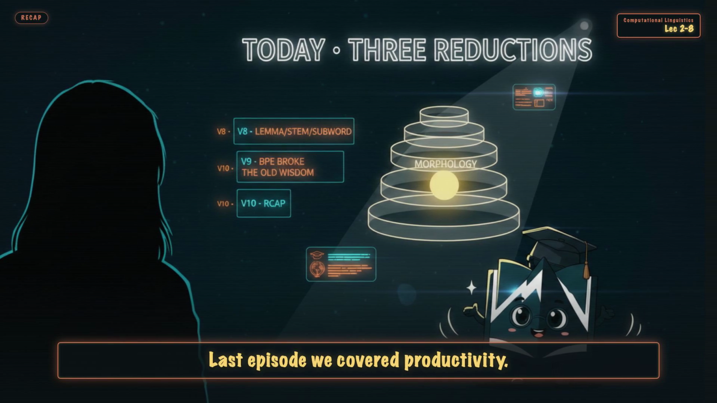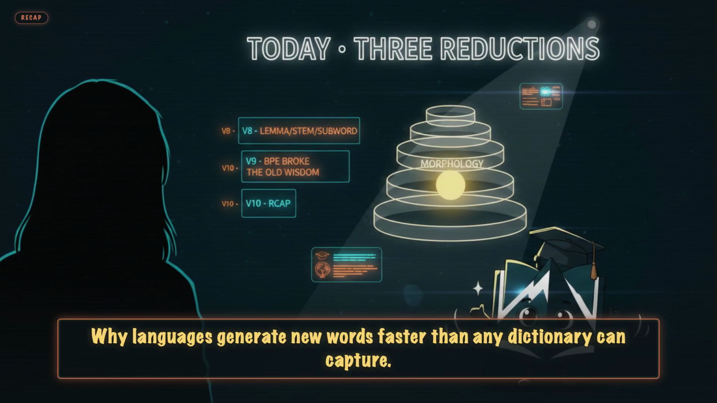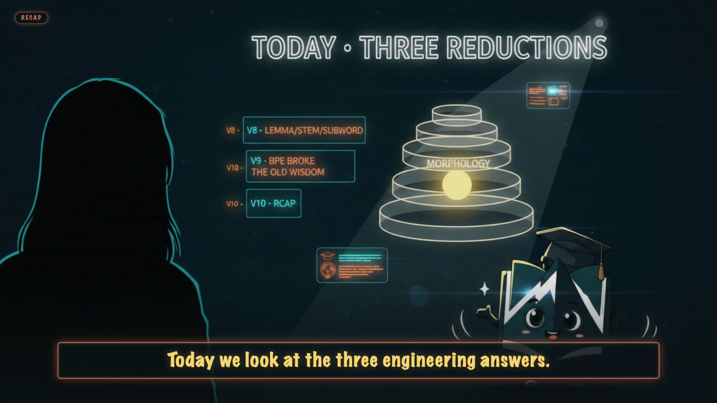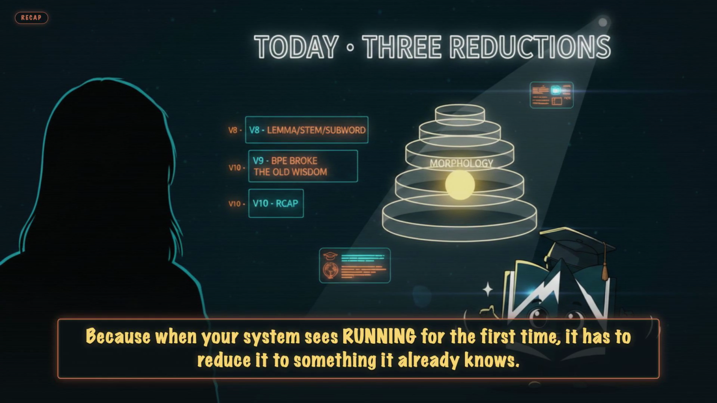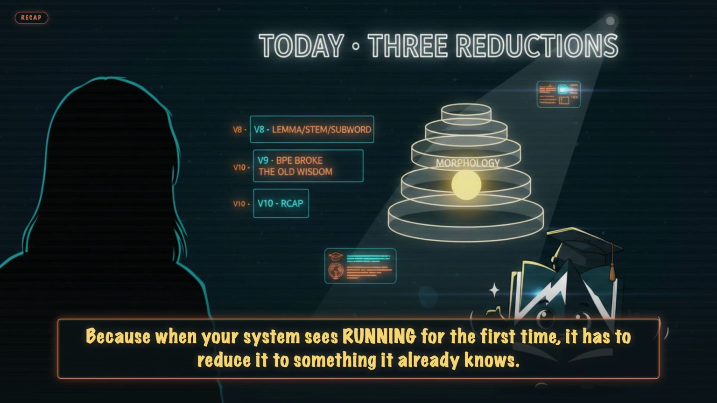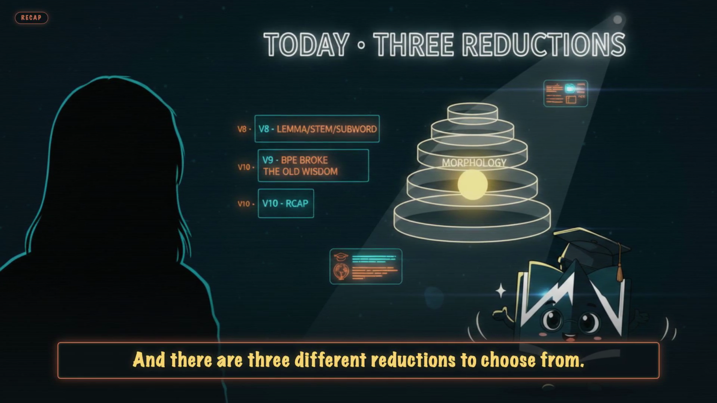Last episode, we covered productivity, why languages generate new words faster than any dictionary can capture. Today, we look at the 3 engineering answers. Because when your system sees running for the first time, it has to reduce it to something it already knows. And there are 3 different reductions to choose from.